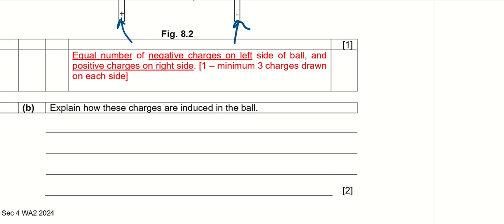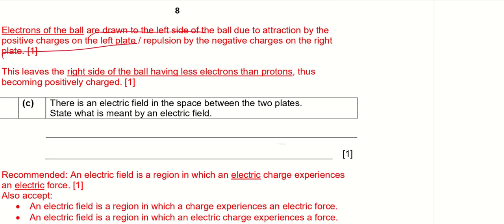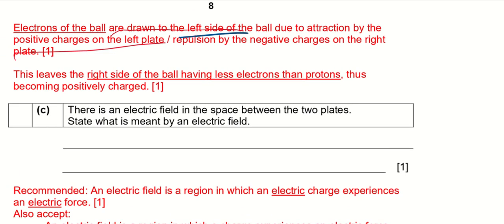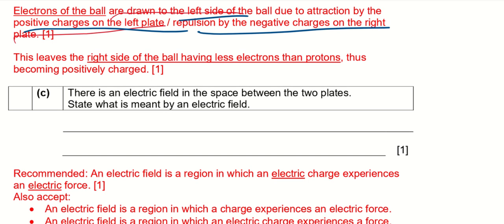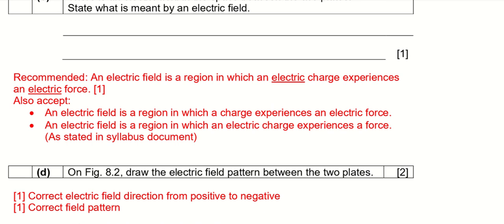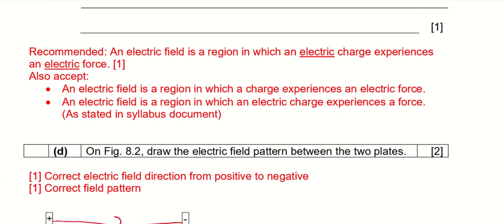Okay, so explain how these charges are induced in the ball. Now read this: electrons of the ball are drawn to the left hand side due to attraction by the positive charges on the left plate, or it is actually also repelled by the negative charges on the right plate. And therefore, it leaves the right side having less electrons and protons, thus becoming positively charged. There's an electric field in the space between the two plates. State what is meant by electric field. So this is the answer.